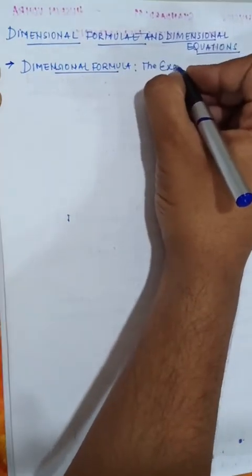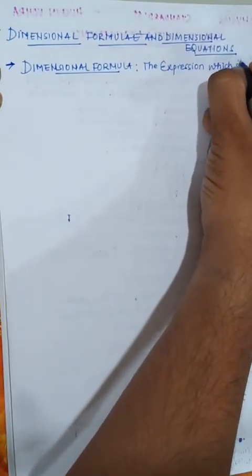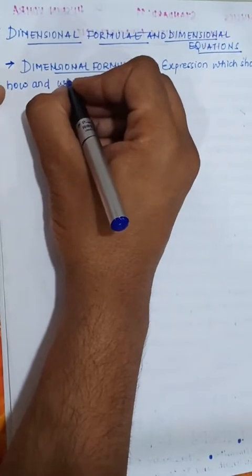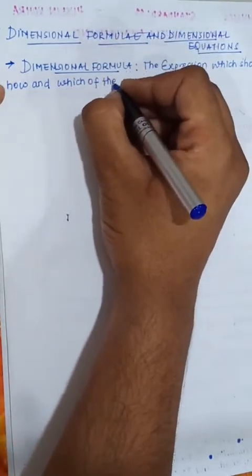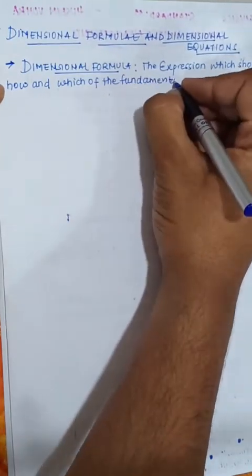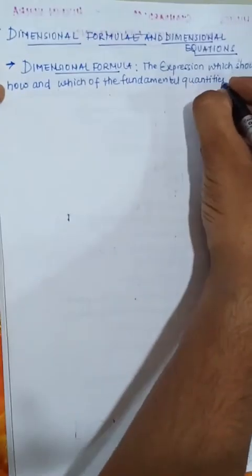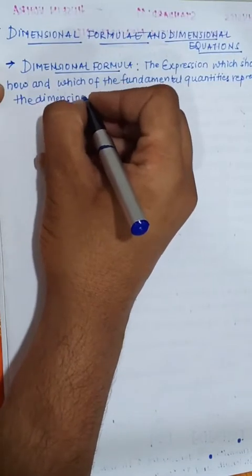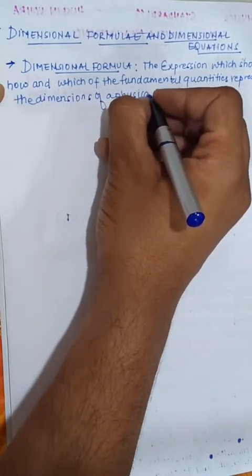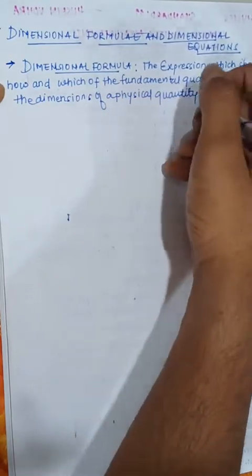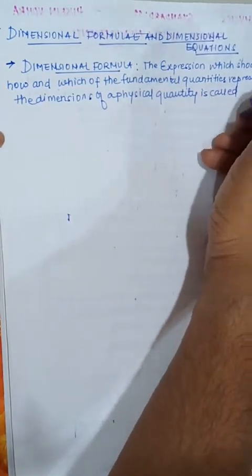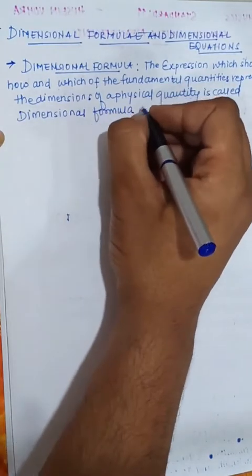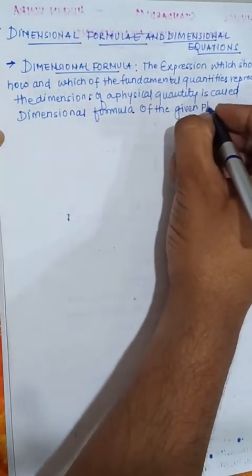Dimensional formula: the expression which shows how and which of the fundamental quantities represent the dimensions of a physical quantity is called the dimensional formula of the given physical quantity.